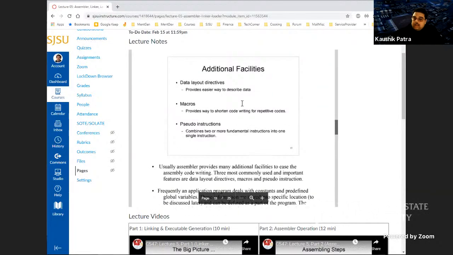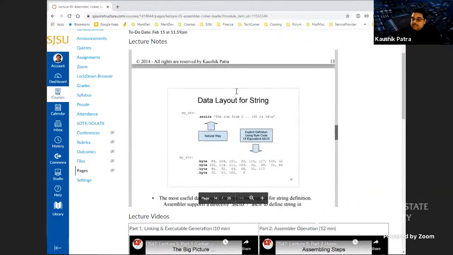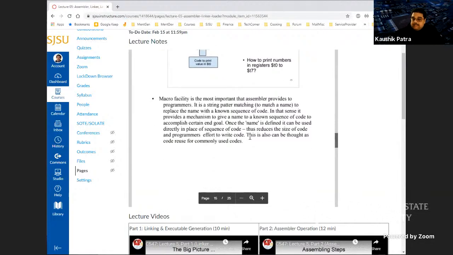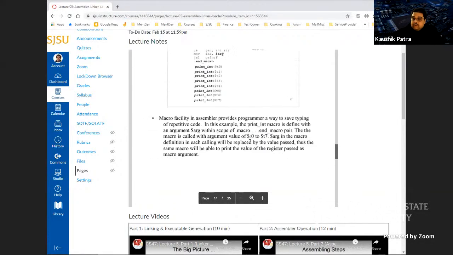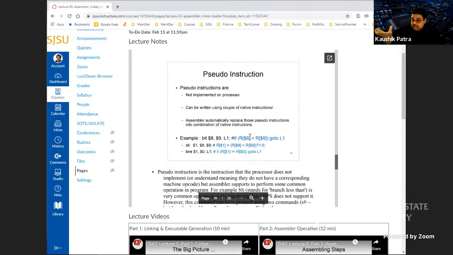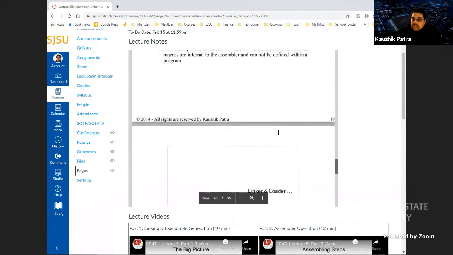And then additional facilities. This is important to know. Please make sure you understand that, especially the data layout, the different data layouts you can do with the assembly statements. And also macro is another strong concept. Please make sure you understand the concept of the macro, the usage, and the underlying mechanism of macros in an assembly program. This is important. And then we talked about what we call the pseudo instruction concept. Please go through that. That is also an important concept to be grasped.